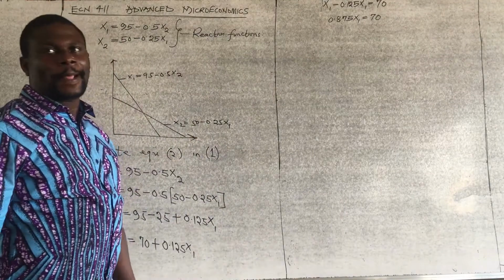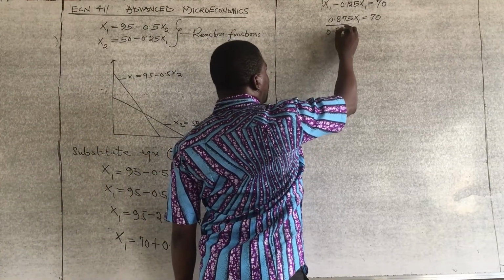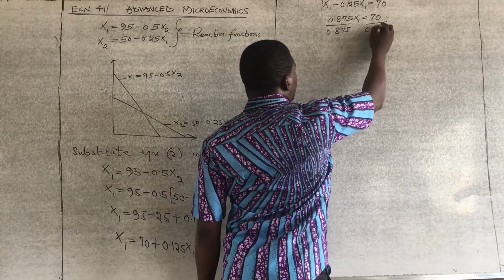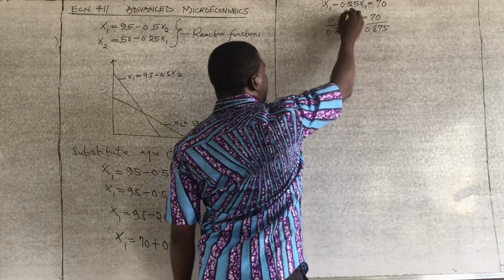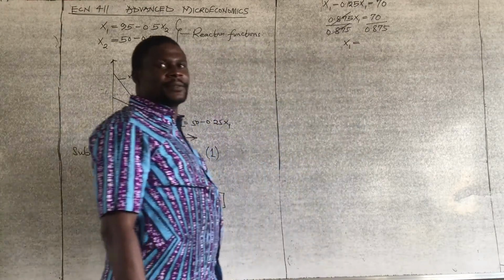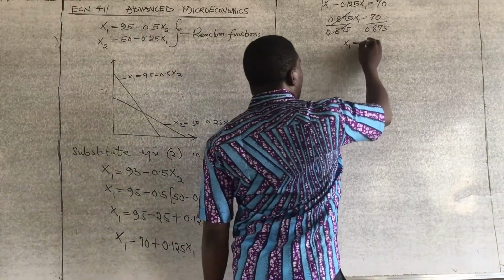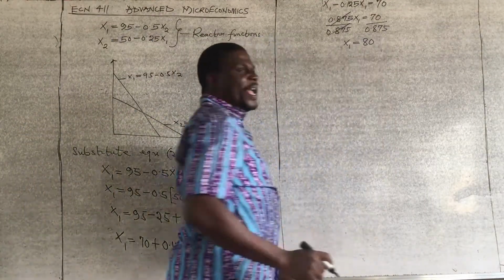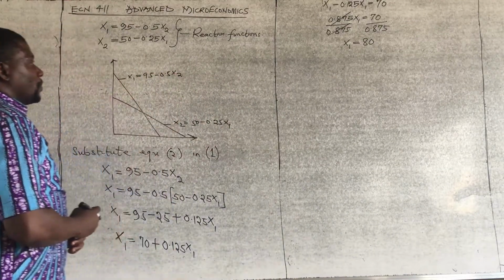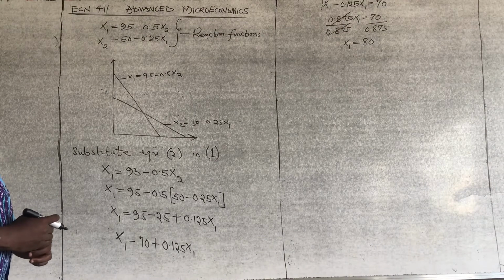Who is lost here? So get your x1 by dividing both sides by 0.875. 70 divided by this. What are you saying? 80. So our x1 is what? 80. So then we can get our x2 automatically.